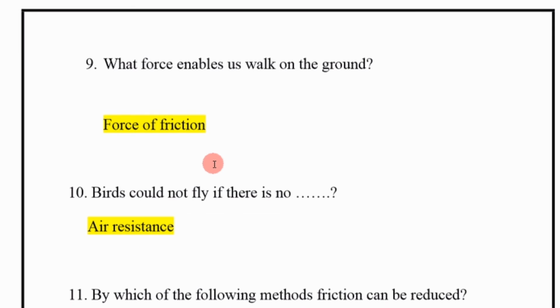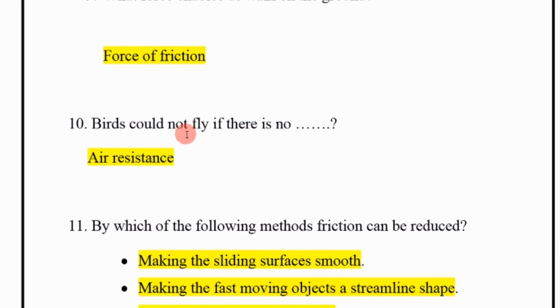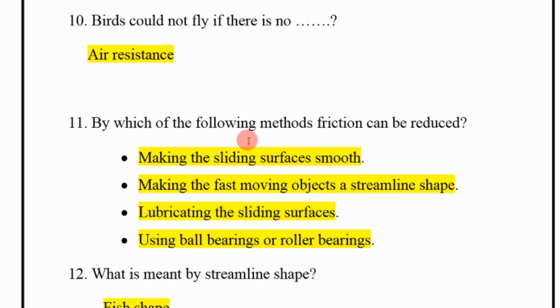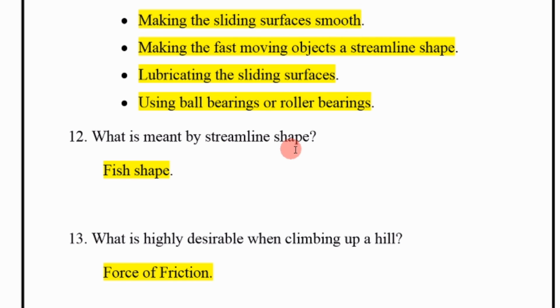Next, birds could not fly if there is no air resistance. Next, by which of the following methods can friction be reduced? Making the sliding surfaces smooth, making the fast moving object a streamlined shape, lubricating the sliding surfaces, using ball bearings or roller bearings.